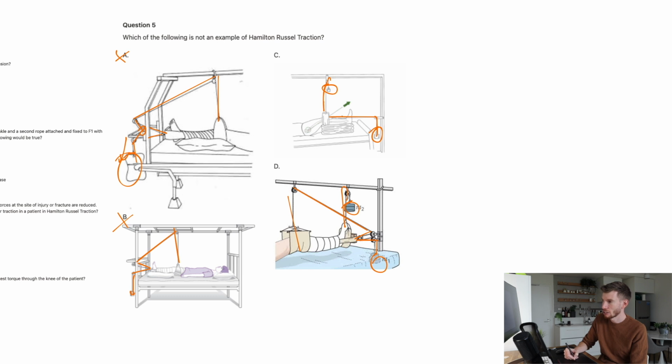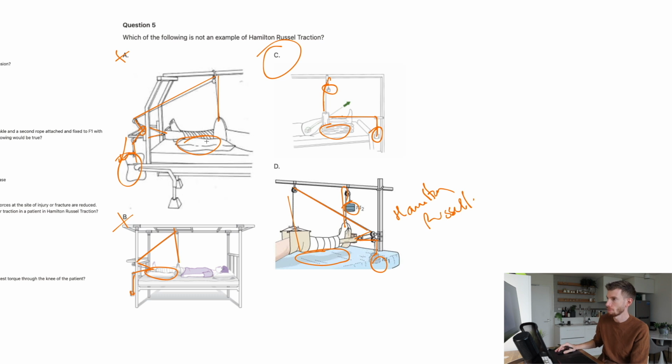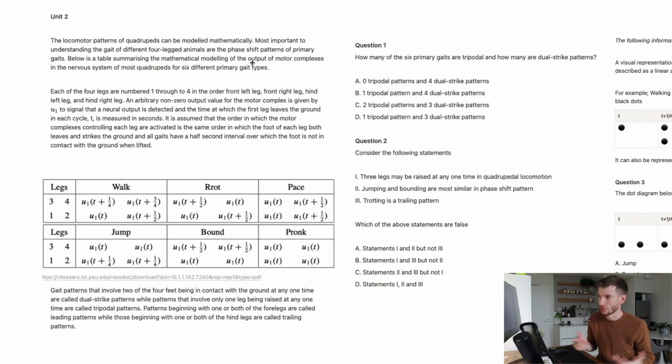So this one, the only difference is you've got this extra mass, which seems to be supporting the foot and raising the foot up. I would say the most likely reason for that is there's no pillow underneath. All the others have something supporting the leg. This one doesn't. So this, I would say, is still a Hamilton-Russell. And so in that case, the one that has the least similarity in the pulley system is actually C for that reason.